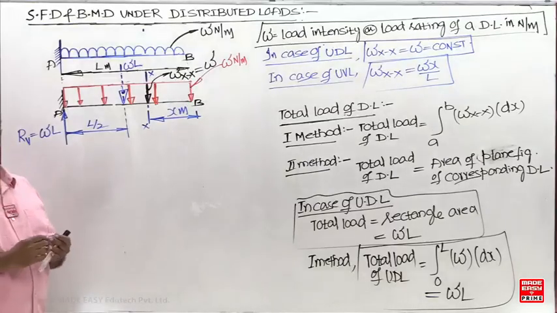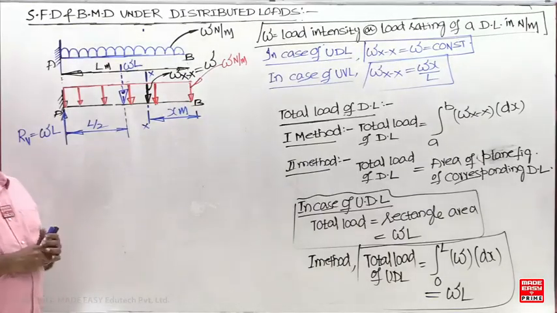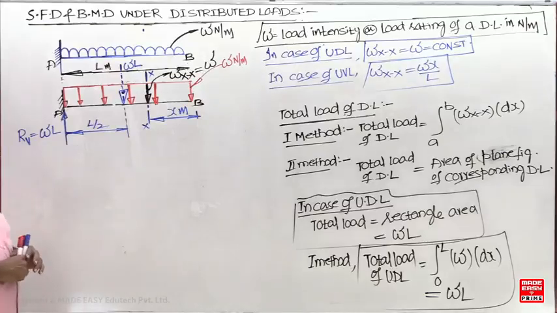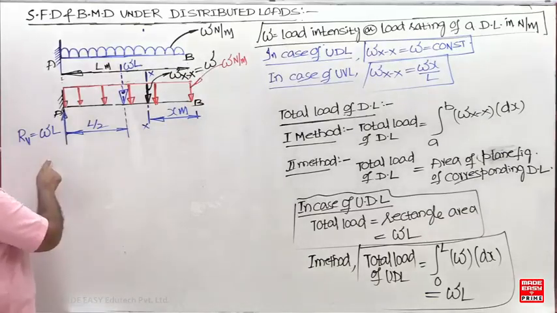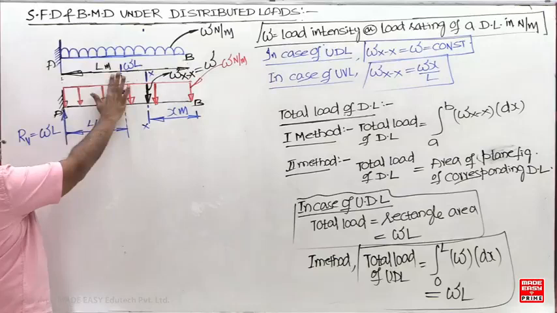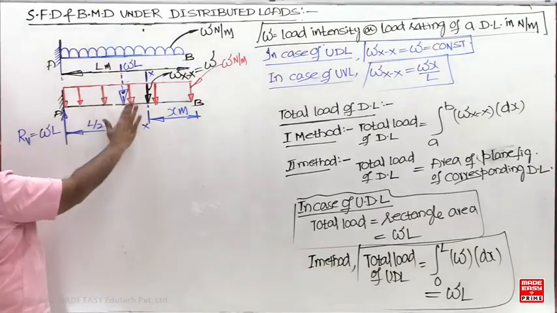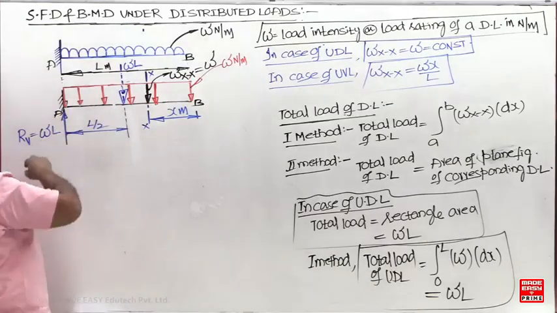And what about the horizontal reaction? 0. The horizontal reaction is going to be 0. Then what about the moment reaction? What is the net moment at A? WL into L by 2 clockwise. So the reaction should be anti-clockwise.